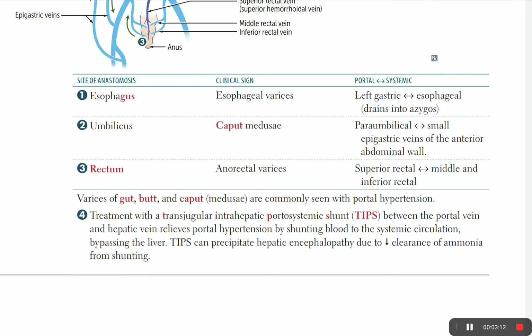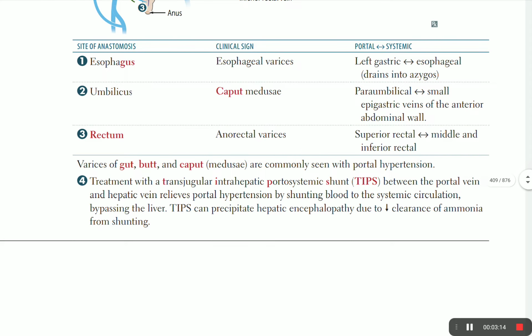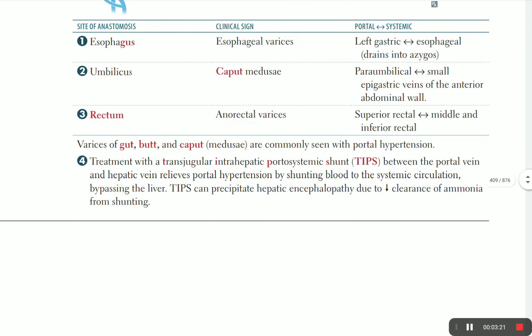Here we have a treatment to decrease the blood pressure in the portal vein. We call it TIPS, transjugular intrahepatic portosystemic shunt, which is between a portal vein and hepatic vein to relieve portal hypertension by shunting the blood to the systemic circulation, bypassing the liver. Okay, TIPS can precipitate hepatic encephalopathy due to decreased clearance of ammonia from shunting.